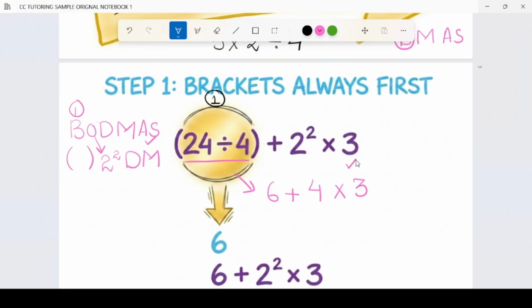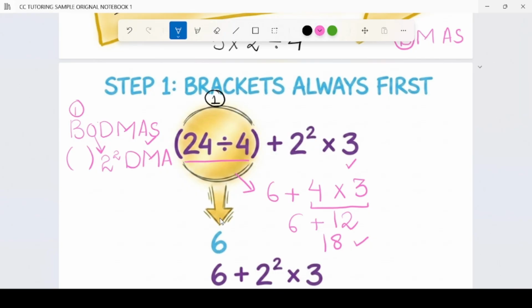Yes, we have multiplication. Now we won't do it from left to right. That will be a wrong approach. So the best method is, first of all, we'll solve this one. 4 ones are 4, 4 twos are 8, 4 threes are 12. 12 plus 6. Now we have multiplication. After that there is addition. 12 plus 6 is 18. So this is my answer for this specific equation.